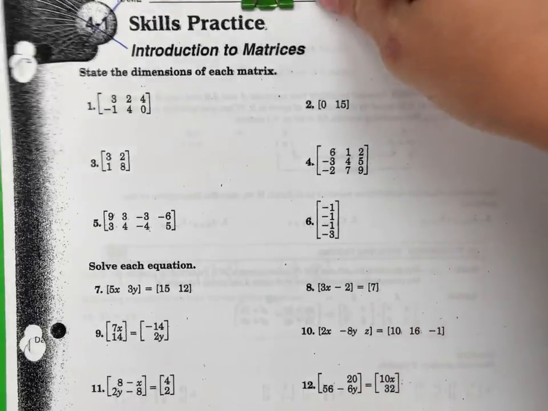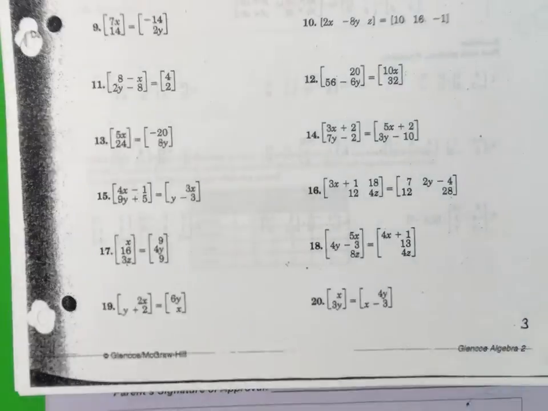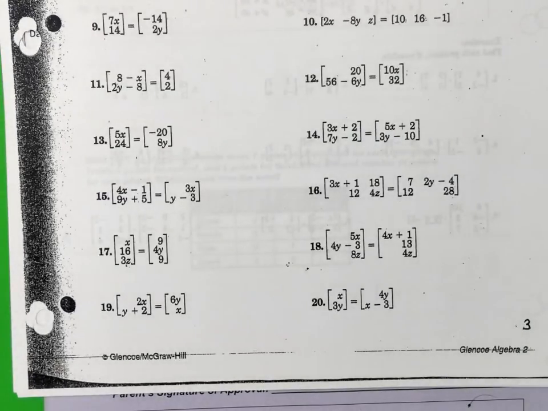Let's see, 19 and 20, ready? So, don't freak out whenever you can't find a variable by using just one equation. You might want to use both equations. What are 2 or more equations called? System of equations.